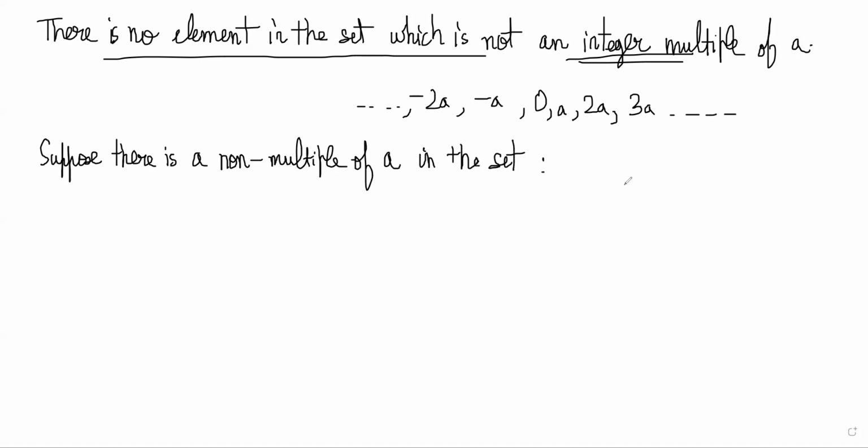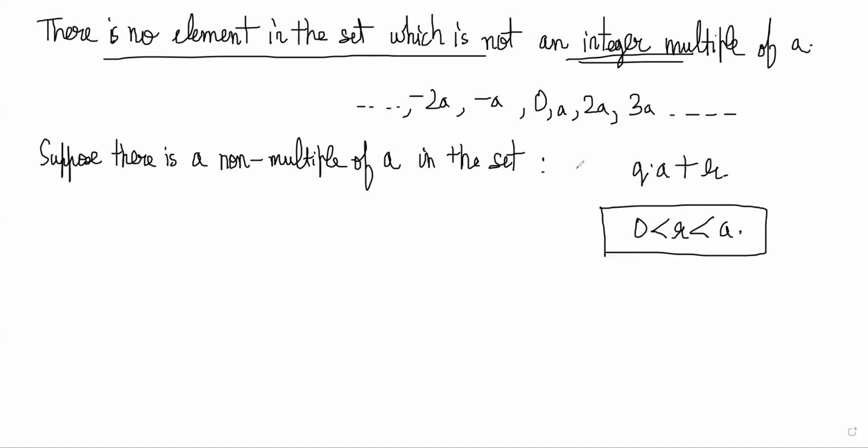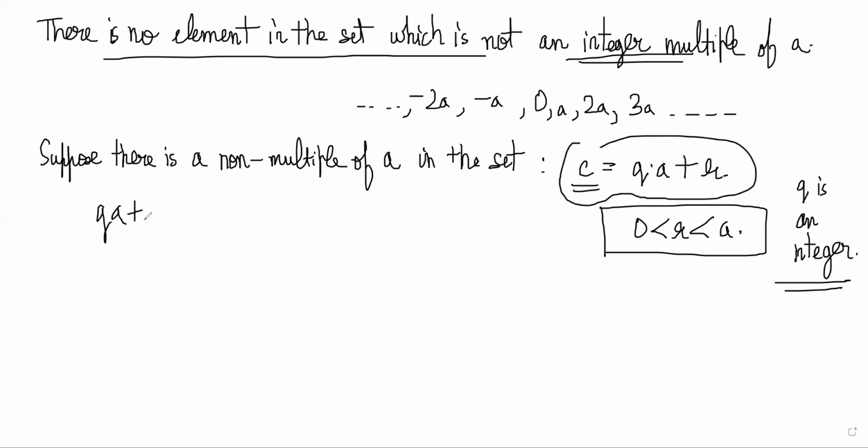So any such number which is not a multiple of a can be written as q times a plus r by the division algorithm. Here r is less than a. Because this number, let's call it c for the time being, is not a multiple of a, we can use the division algorithm to write it like this. Here q is an integer, right? Great. So let's say qa plus r belongs to S, right?